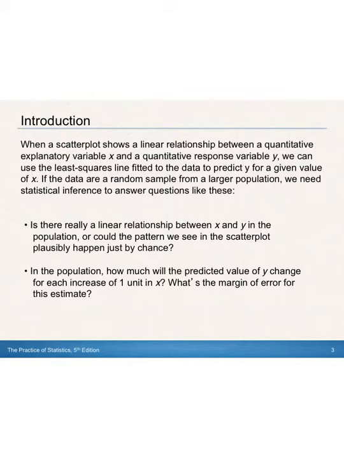So when we look at a scatter plot and it shows a linear relationship between a quantitative explanatory variable and its quantitative response variable, we can use a least squares line fitted to the data to predict y when we have a given value of x. And if the data has been collected from a random sample from a larger population, then we can use statistical inference, much like we've been doing with other situations, to answer questions that would normally be answered with a line of fit. So is there really a linear relationship between x and y, or could it just be chance?